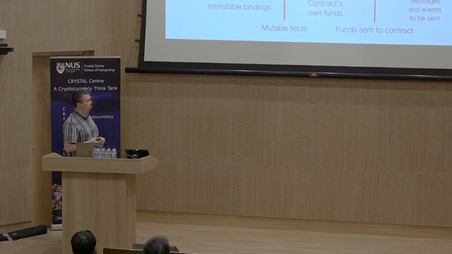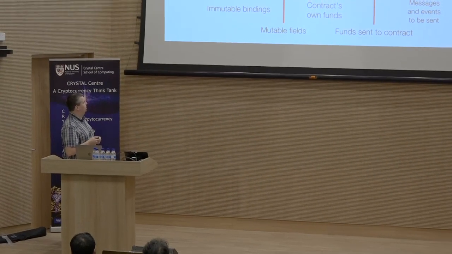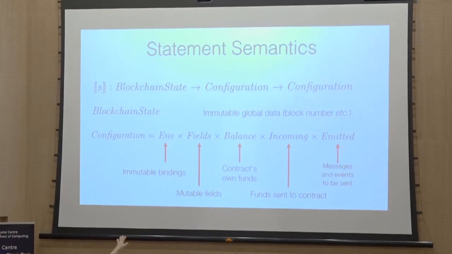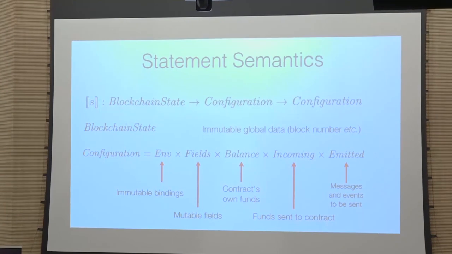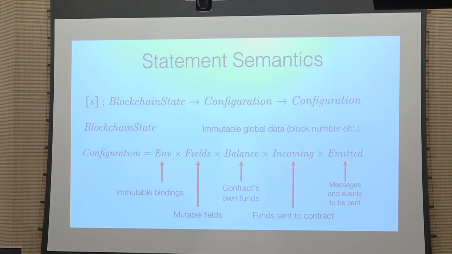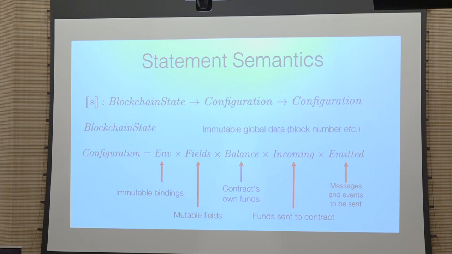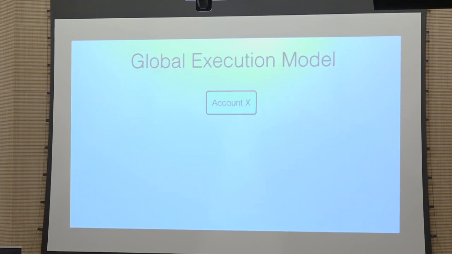So when you execute this effectful thing, you can think of it that it manipulates the fields, it manipulates the contract's own funds, and it manipulates the incoming funds, and as a result, it produces a bunch of events and messages and also changes the state. So for example, the effect of accept would be to take what's in the incoming funds and move it to the balance. This is the state that is the subject of manipulation by the statements, and it also takes the blockchain state to read from.